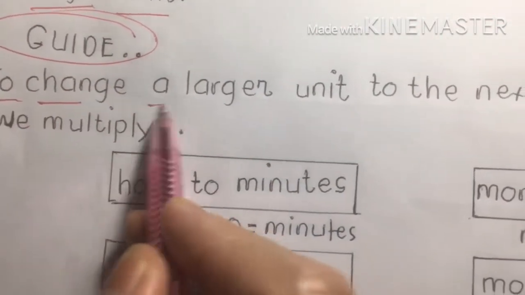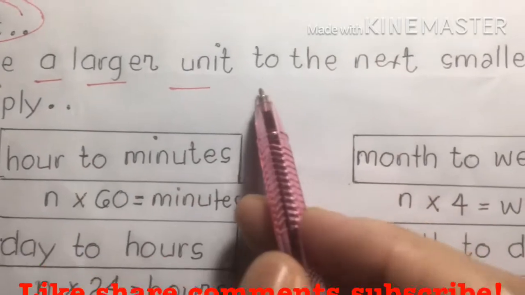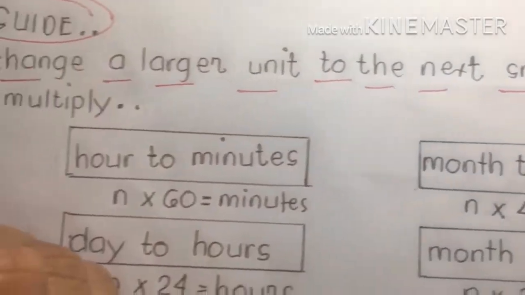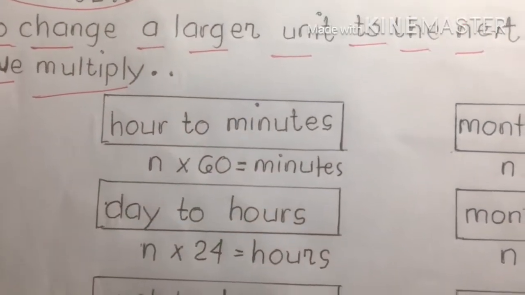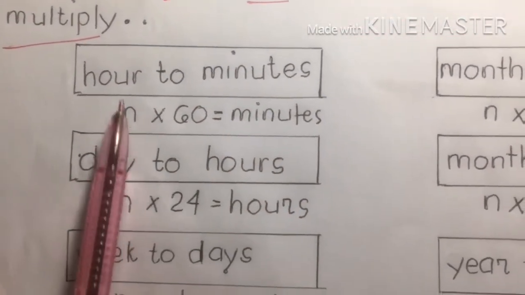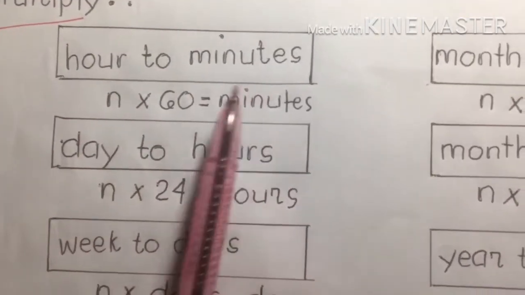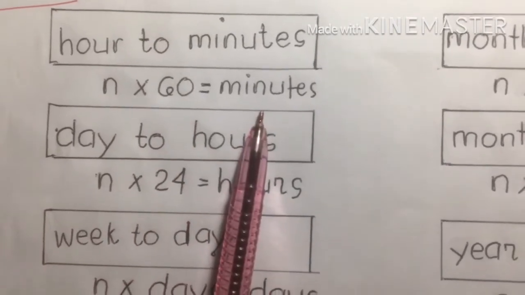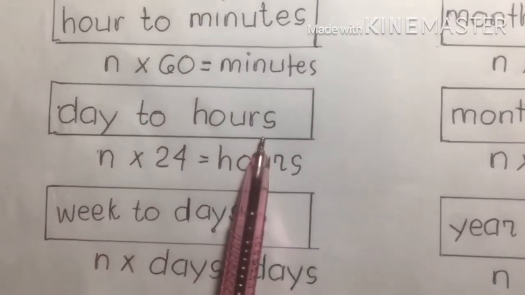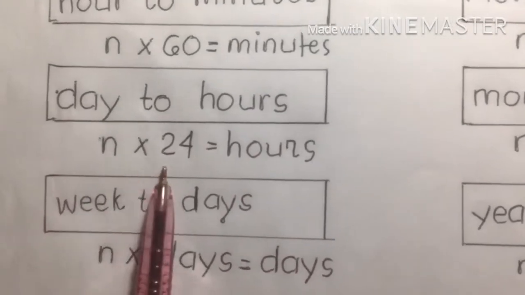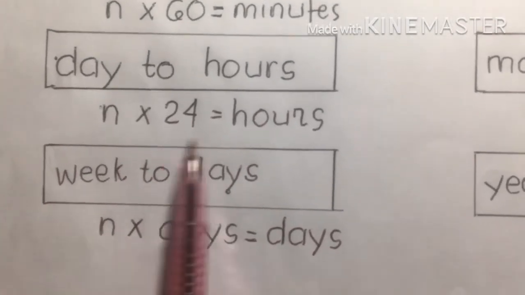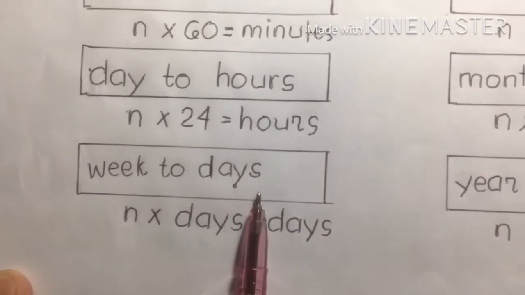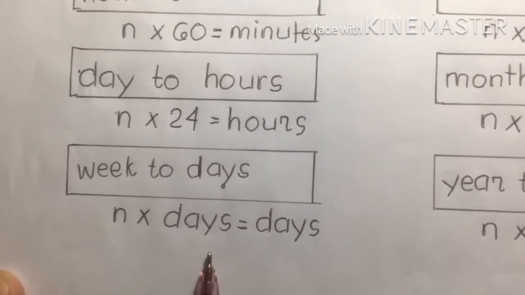To change a larger unit, as I've said a while ago, to the next smaller unit, simply we multiply it. Conversion of the following. Hour to minutes: number of hours times 60, the result is minutes. Day to hours: number of days multiplied by 24, that's the result of your answer, hours. Week to days: number of weeks multiplied by how many days?